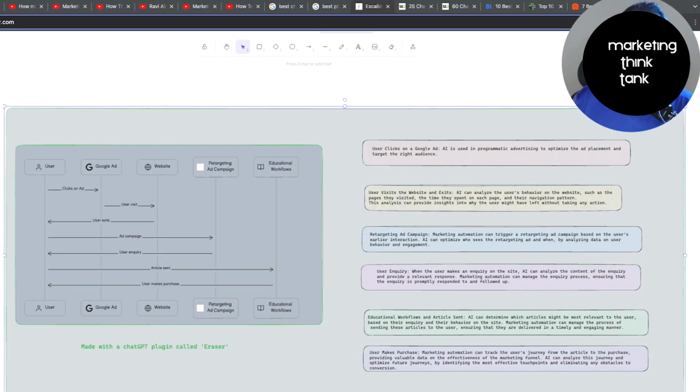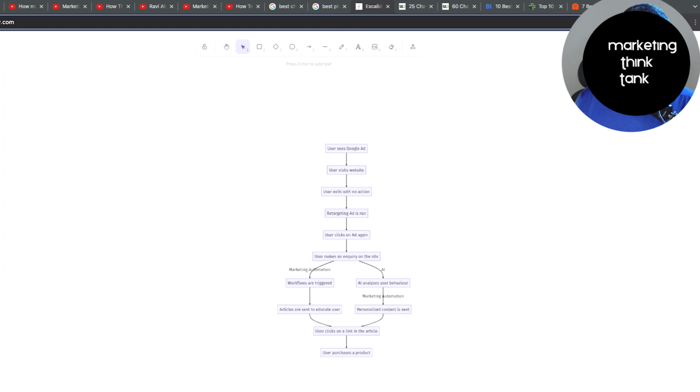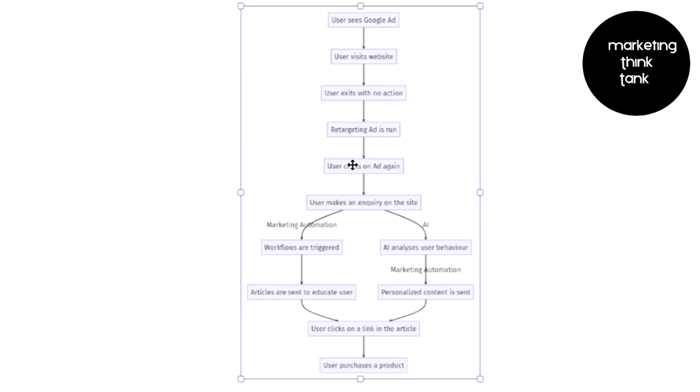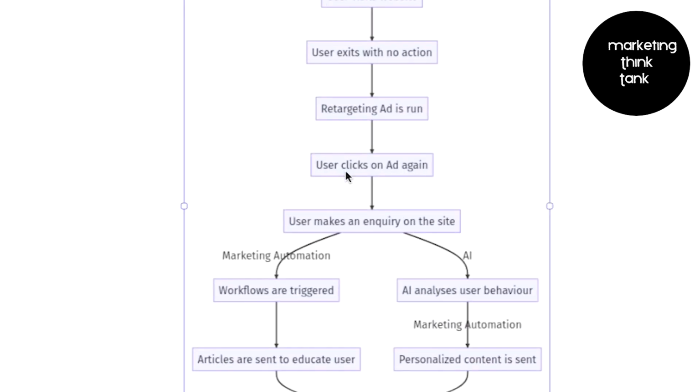Now, in this situation, what we're going to try and highlight is where AI comes into play and where marketing automation comes into play. That's exactly what we're going to be looking at, right? To demonstrate that whole thing, I have made a very, very simple diagram here. Let me increase the font so that you kind of get it.